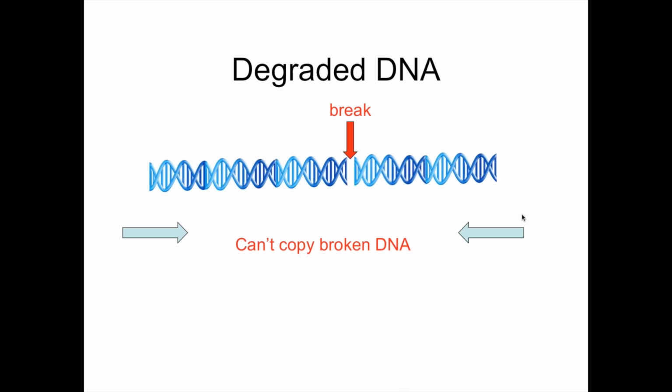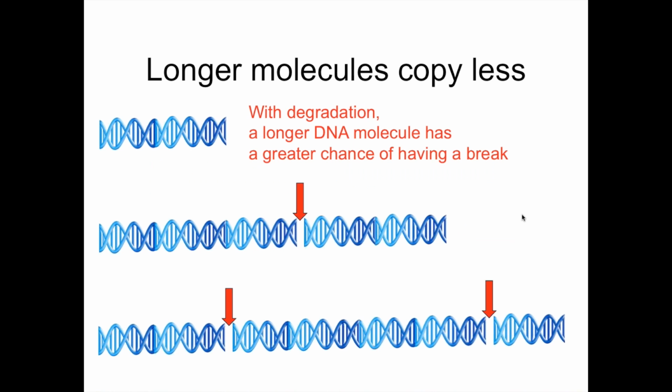Once there's at least one break in the DNA fragment, then the polymerase enzyme can't copy through that broken DNA. And so even though that DNA is present in the sample, and it's present in the test tube of the extracted DNA, it's invisible to the STR, short tandem repeat process, because the copying can't occur.